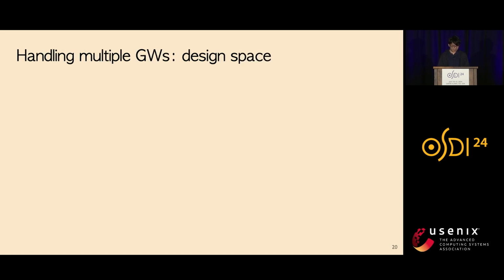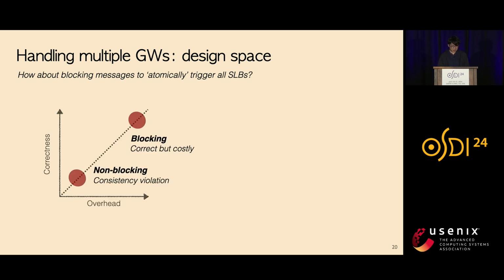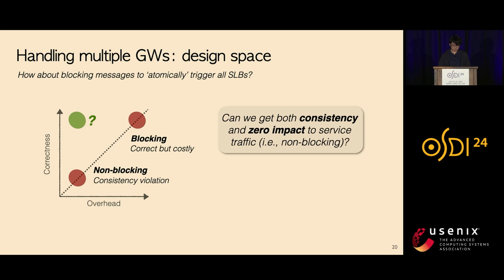Well, one straightforward idea to handle this is to enforce so-called consensus across SLBs. That is, to let SLBs block inbound messages and only resume the forwarding after all SLBs have committed to the new snapshot. Unfortunately, this method introduces high overheads, such as increased response time for the applications, or just simply extra buffer resource capacity. So we ask the question, can we get both consistency guarantee, but also without any blocking overheads?